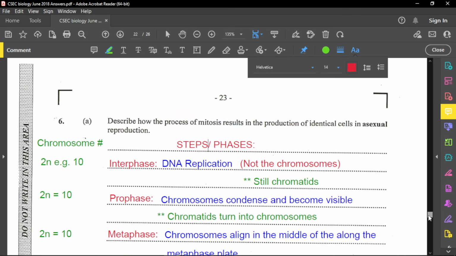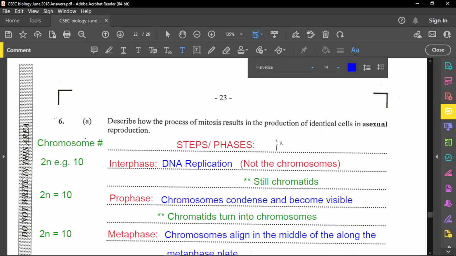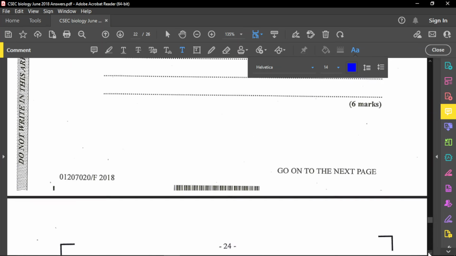So a quick point to note, just as a summary, I want you to remember that in mitosis, you have I, which is the interphase, and then you have PMAT, and then you have C. So just make a note of that. That will be the summary: I, PMAT, C, the process of mitosis. All right. Now let's jump into the next part of this question.